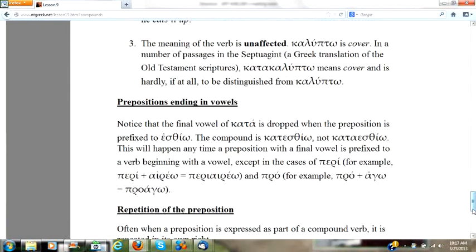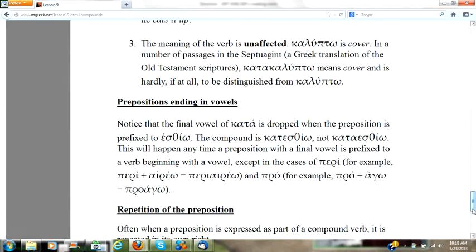The meaning of the verb is unaffected in some instances where a verb and a preposition are combined. Kalupto is cover. In a number of passages in the Septuagint, which is a Greek translation of the Old Testament scriptures, katakalupto means cover and is hardly, if at all, to be distinguished from kalupto.